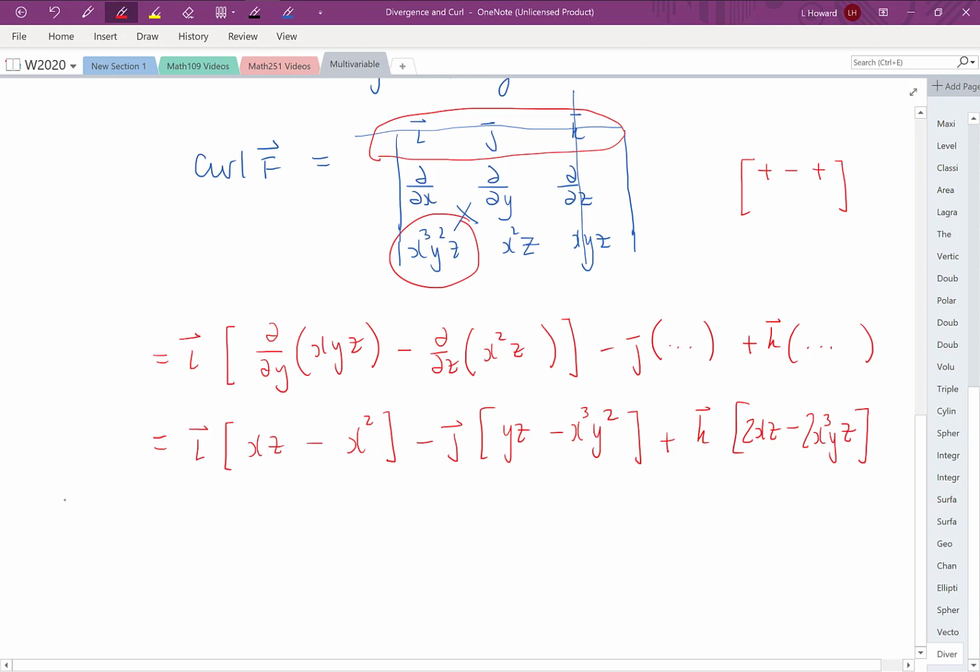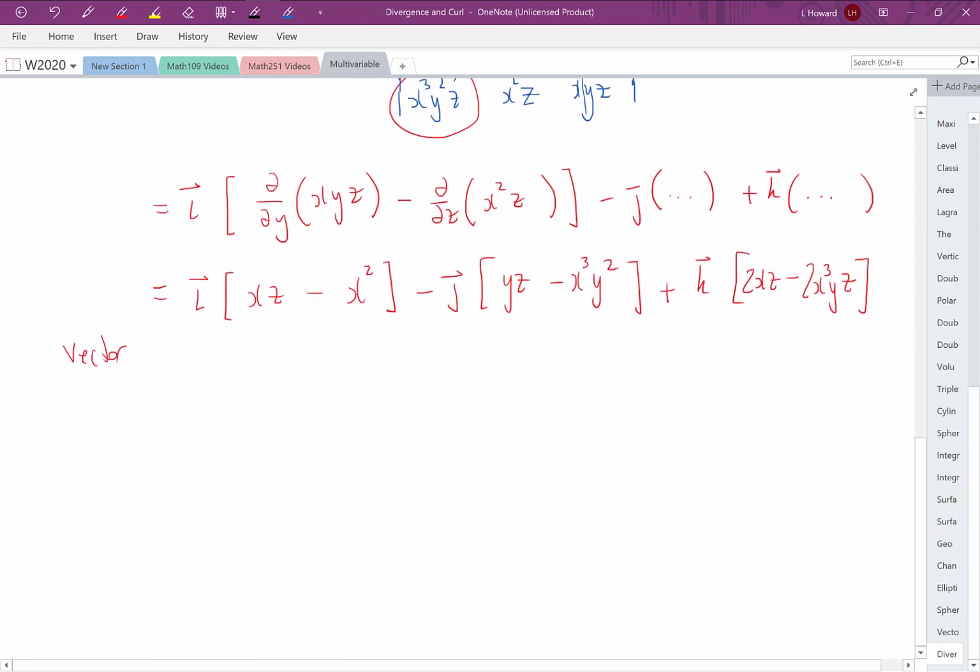The most important thing to notice here is that this is a vector. So when you calculate the curl of a vector field, what you're producing is a vector. We'll talk a little bit more about the physical interpretation of this vector in a few minutes, but for now we're just focusing on the calculation.